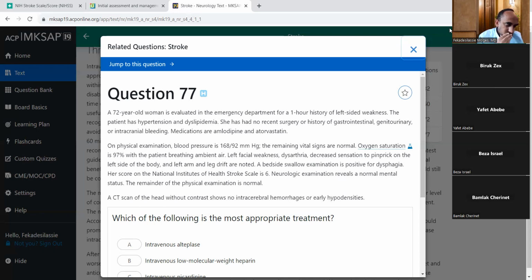A 72-year-old woman is evaluated in the emergency department for 1 hour history of left-sided weakness. The patient has hypertension and dyslipidemia. She has had no recent surgery or history of gastrointestinal, genitourinary, or intracranial bleeding. Medications are amlodipine and atorvastatin.